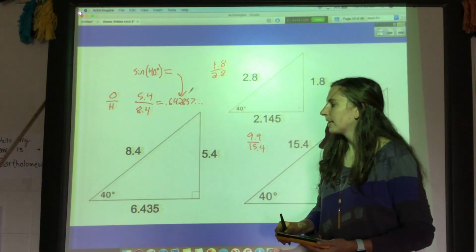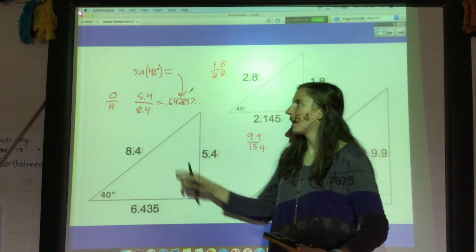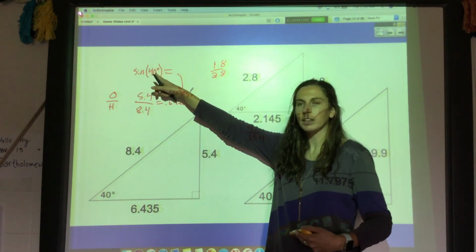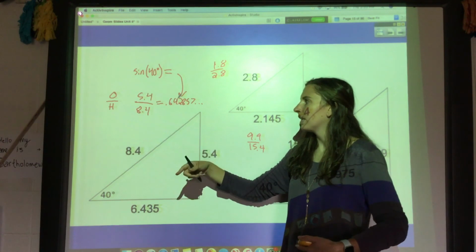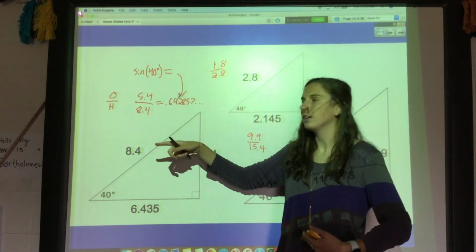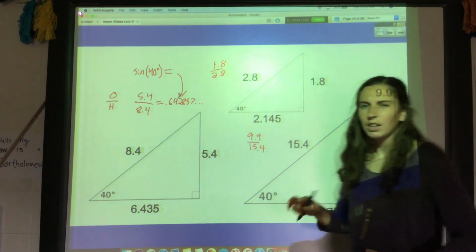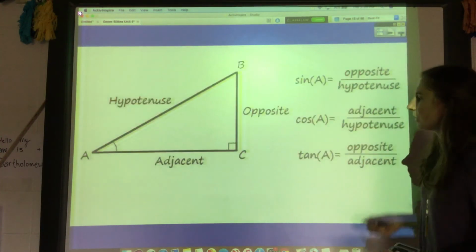Basically it's saying if you have a right triangle, and one of the degrees is 40, then the ratio of the opposite side to the hypotenuse is always this. I know I'm making this sound complicated, but here's the gist.